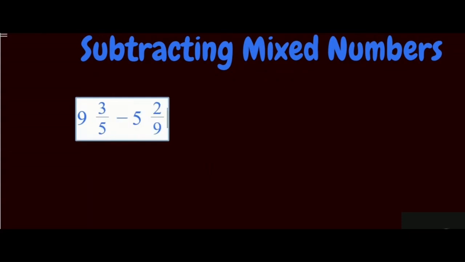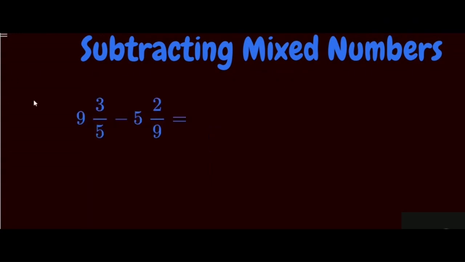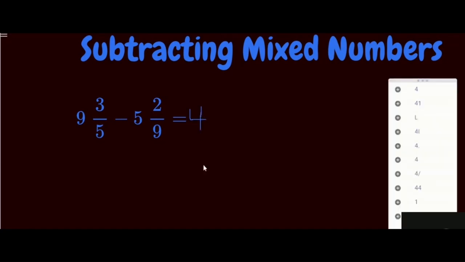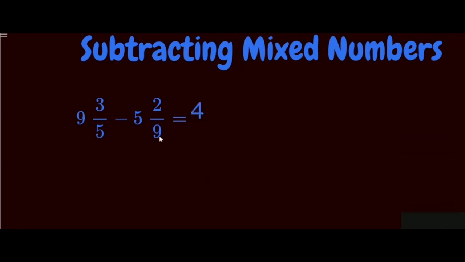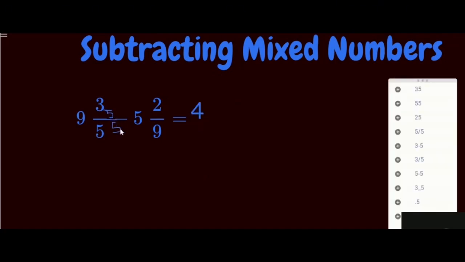We will have 9 and 3/5 minus 5 and 2/9. And in this problem, we want to find the least common denominator, and we're going to aim to get to 45. So we must multiply 3/5 by 9/9 and 2/9 by 5/5. And we will get 9 minus 5, which will be 4.